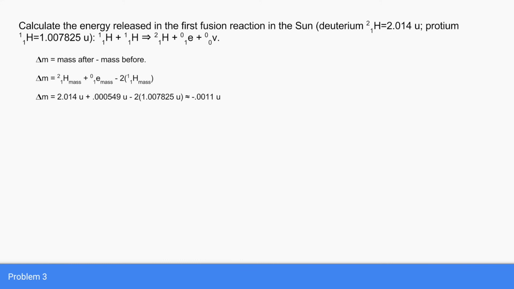And then using the same thing as we used for c squared in problem number 2, we're going to substitute in 931.49 mega electron volts over 1 atomic mass unit for c squared. And we're going to get approximately negative 1.0256 mega electron volts as our final answer for this last problem.